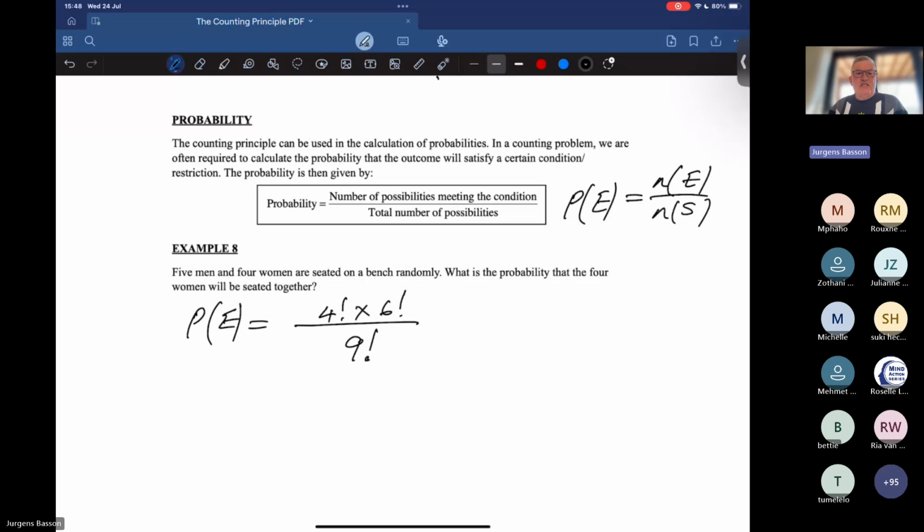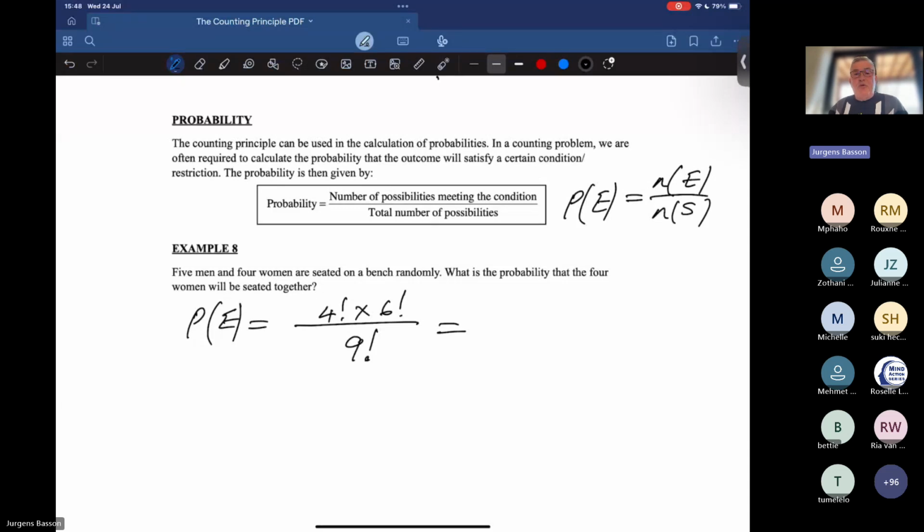Ladies and gentlemen, what I will suggest you tell your learners is that they must not work out the numerator and denominator separately and then divide the answers. They must put this whole thing as it is, use the fraction button on their calculators, and put above the line 4 factorial times 6 factorial, below the line 9 factorial, and they just calculate that answer. And they must give that answer in the exam.